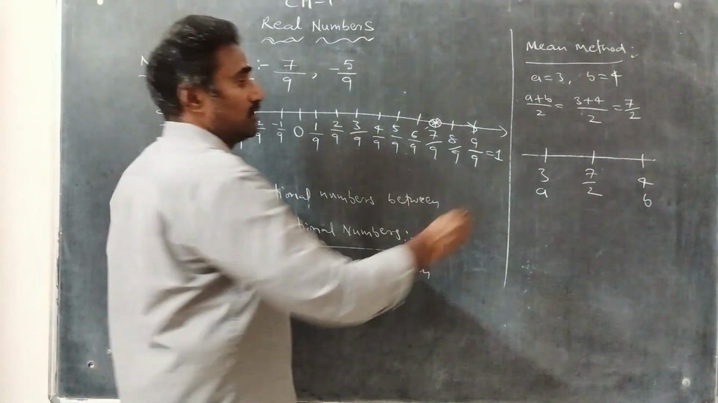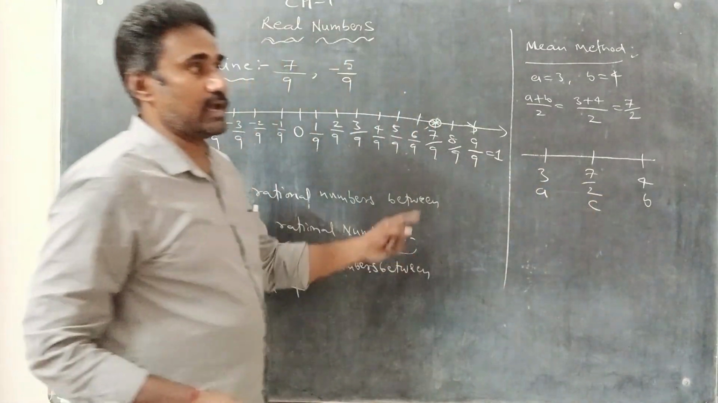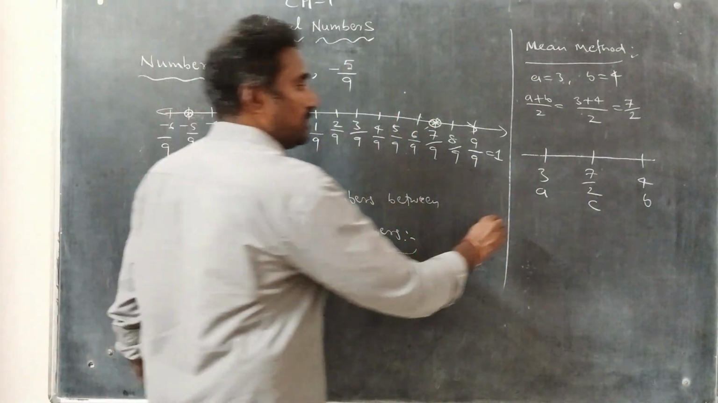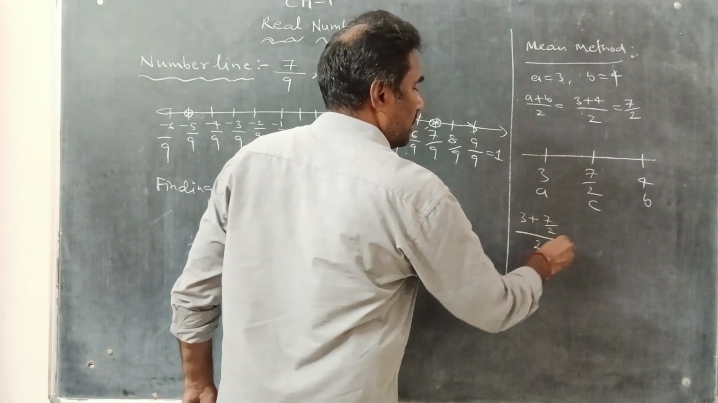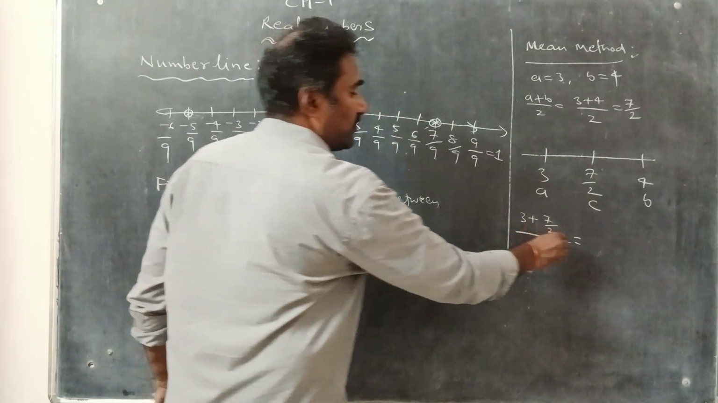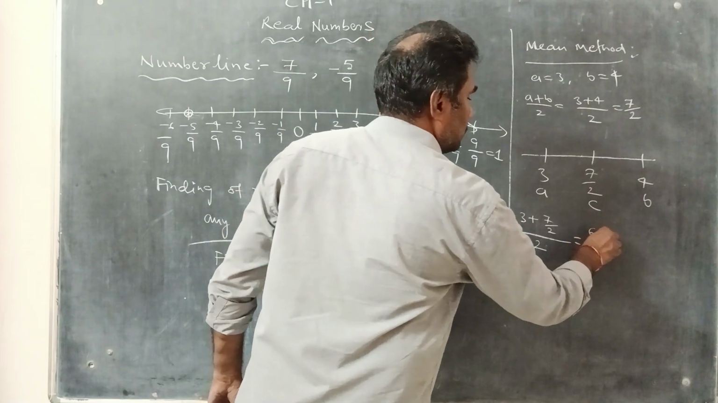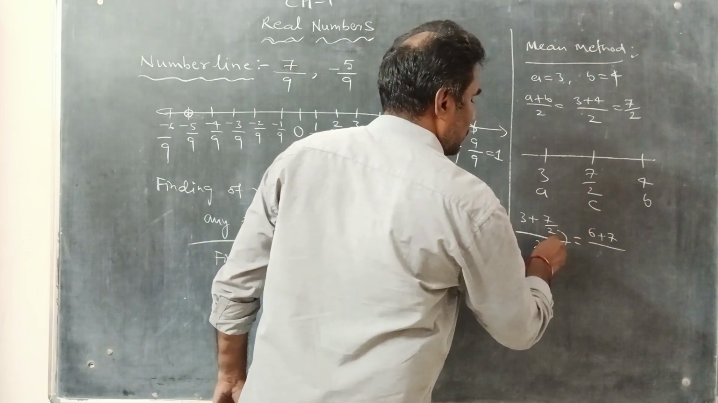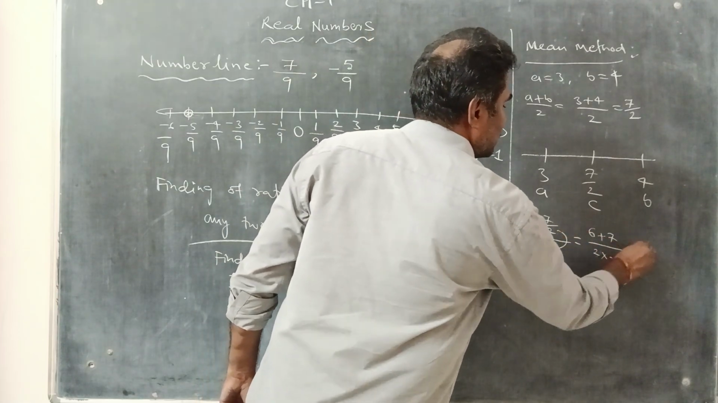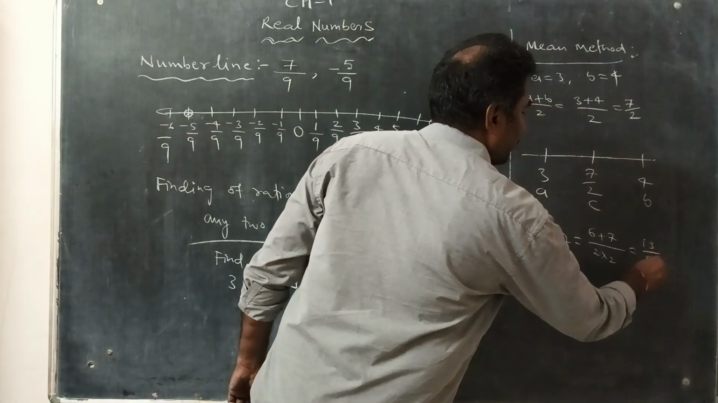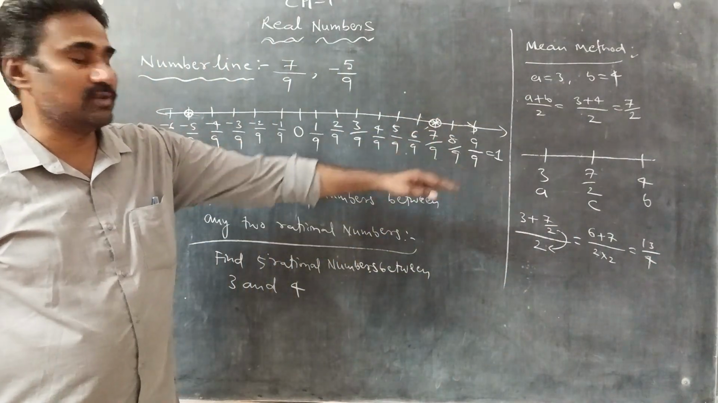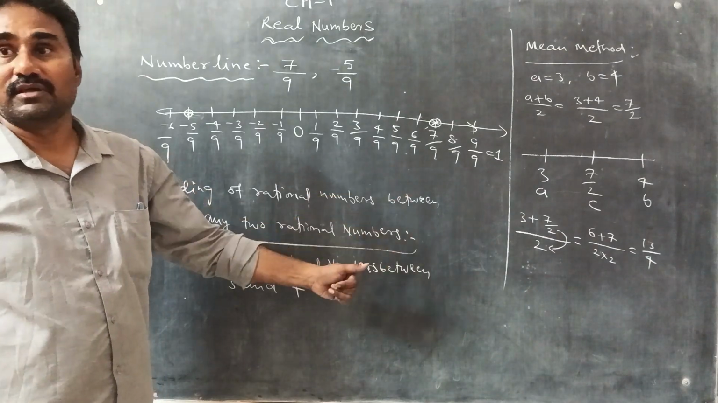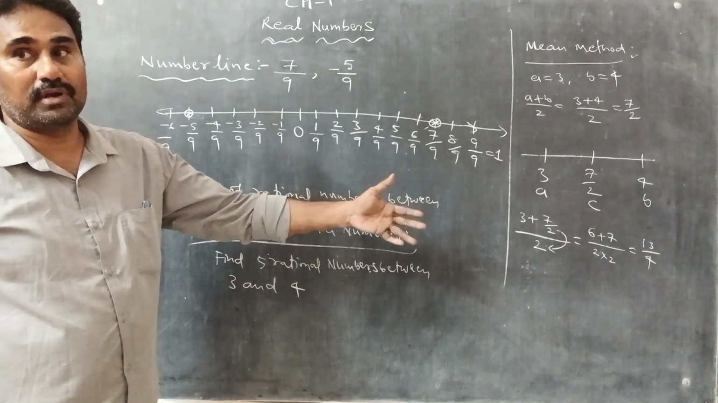Next, take this as c. Now a and c by 2 also I can do, that is 3 plus 7 by 2, all by 2. Make the LCM: 3 becomes 6, plus 7, and the 2 comes down. So 2 into 2 is 4, giving 13 by 4. The value 13 by 4 also lies between 3 and 4. Like this, we can find the required number of rational numbers between given rational numbers.